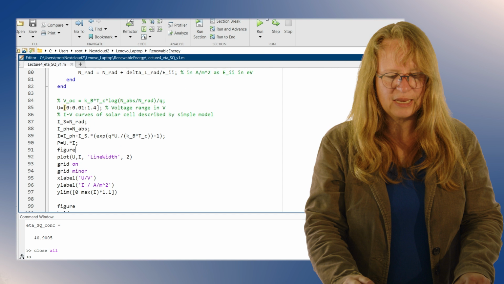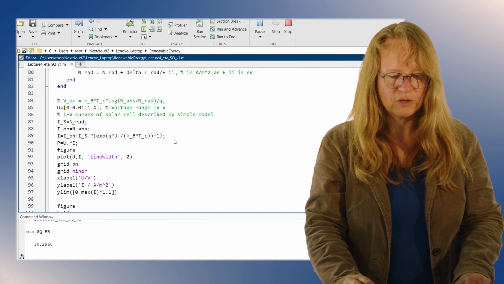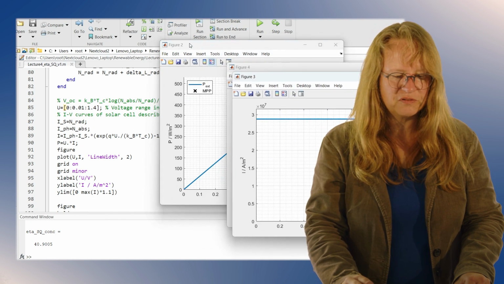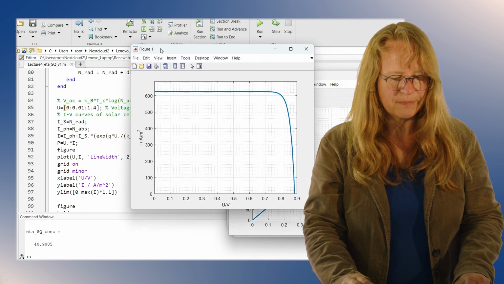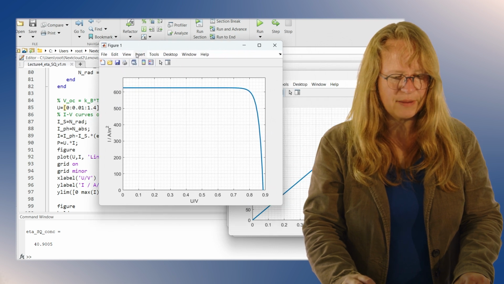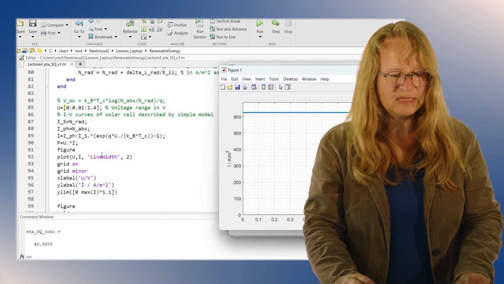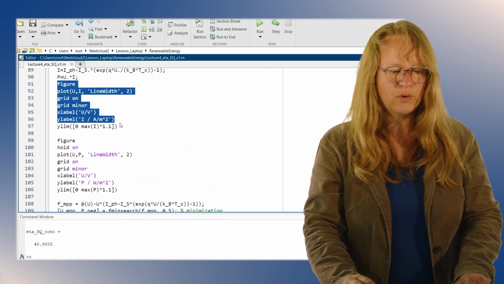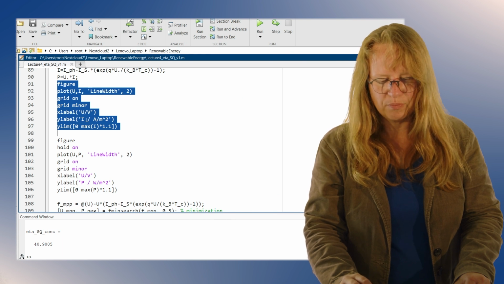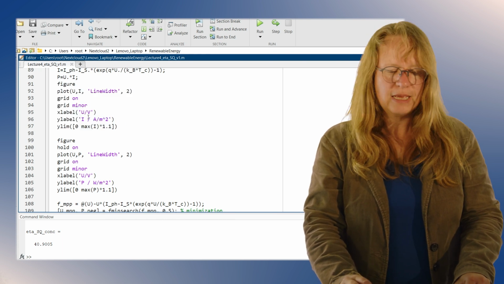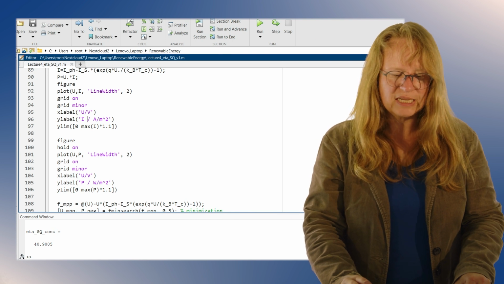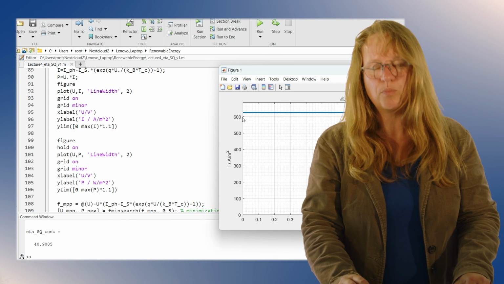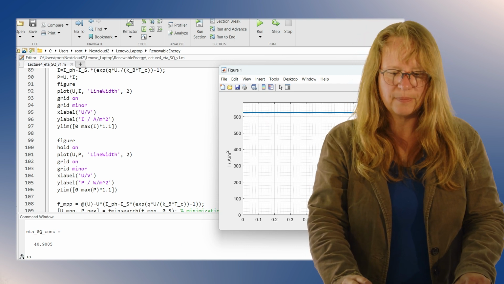Okay, so now the script is running. I will just go to the first figure first of all. So here we see the first figure. This first figure that I'm plotting here is the IV characteristic for the voltage in volts and the current in amps per meter squared. And the plot looks as shown here, and we see that we get a current of around 600 amps per meter squared, and we have a voltage of a bit less than 0.9 volts in this case here.